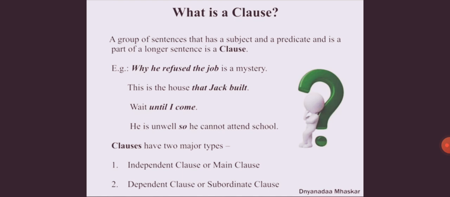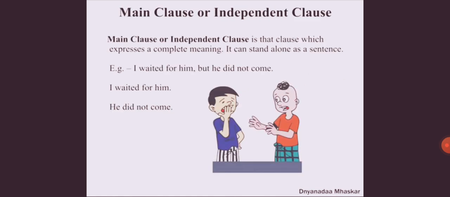Clauses have two major types. The first one is independent clause or main clause. The second one, dependent clause or subordinate clause. Let us now understand more about main clause or independent clause. Main clause or independent clause is that clause which expresses a complete meaning. It can stand alone as a sentence.